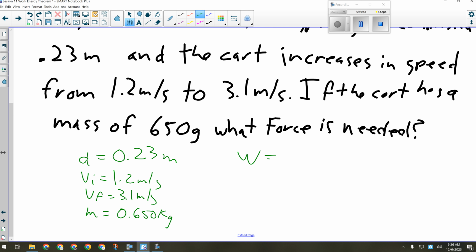So work equals the change in, what kind of energy for this question? Kinetic. Okay, speed's changing. All right, so force times distance equals 1/2 mvf squared minus 1/2 mvi squared. Okay, and we are looking for the force, so all I have to do is divide by distance. If I want to get force by itself, divide both sides by distance.